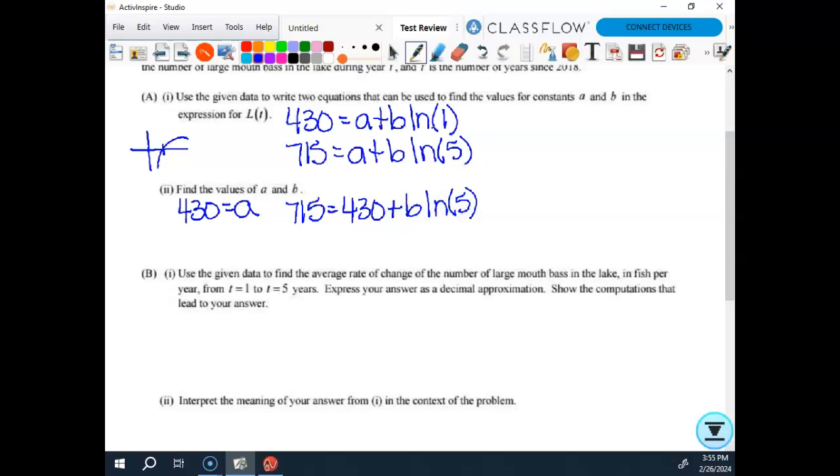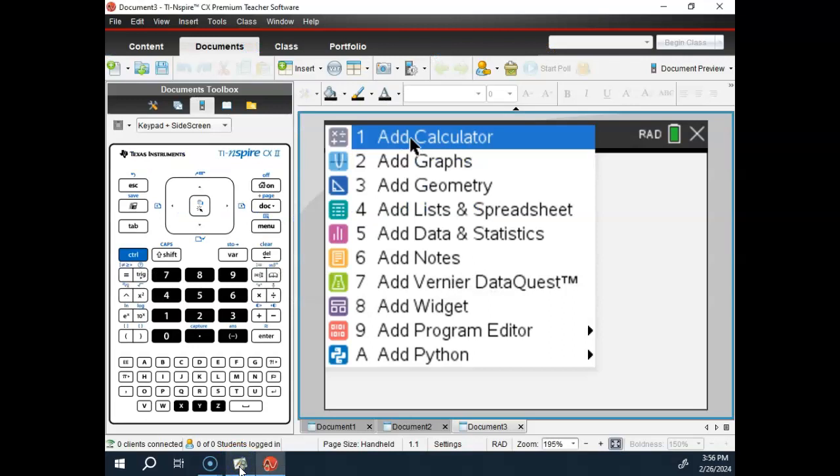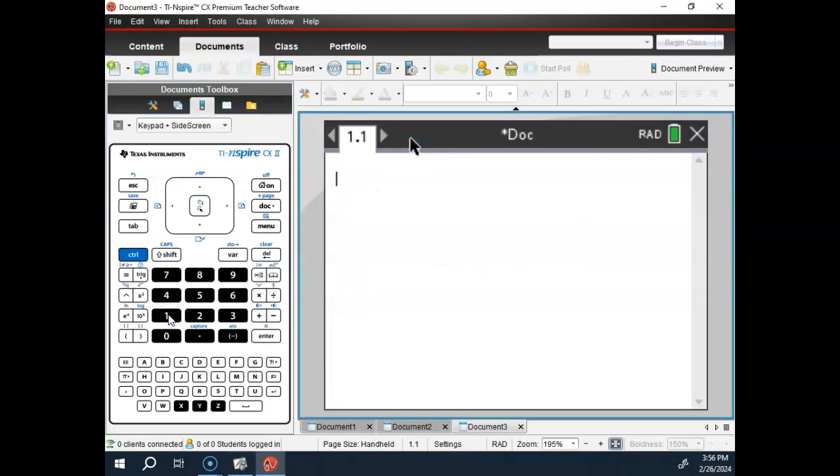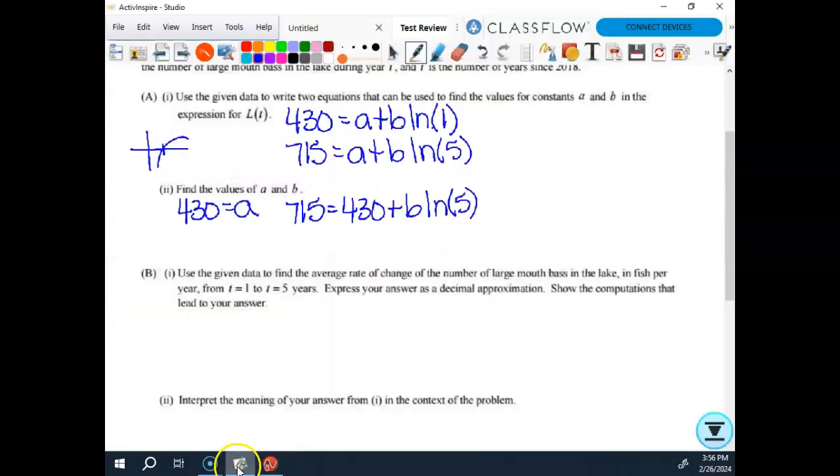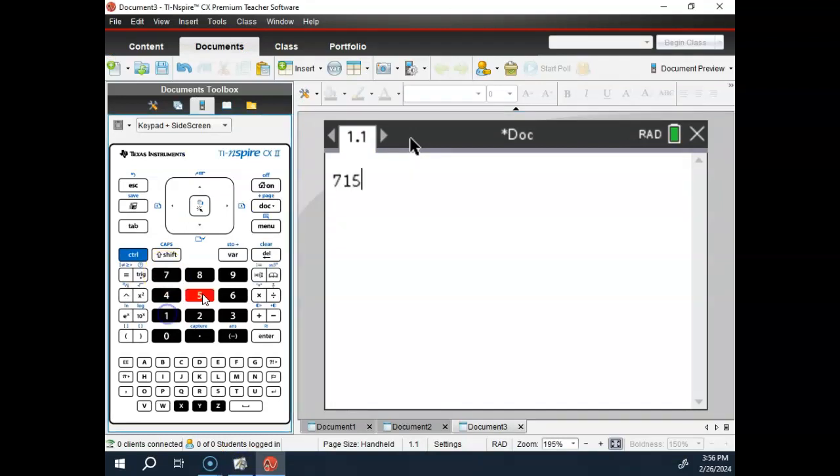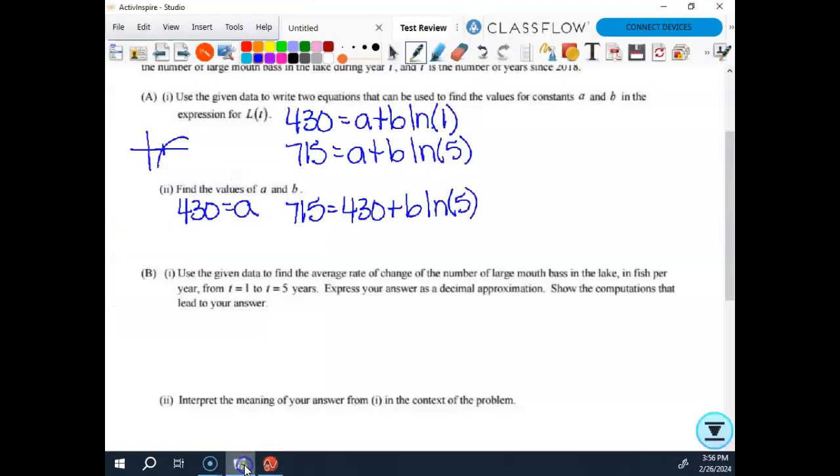Okay, and guess what? This is a calculator question. Should you be able to subtract this without a calculator? Yes. Should you use the calculator when you're allowed to? Again, yes. So, we're going to get a calculator. I'm going to add a calculator. And I already forgot what I was subtracting. 715 minus 430. That is 285. Okay, so that means I get 285 equals b times the natural log of 5.